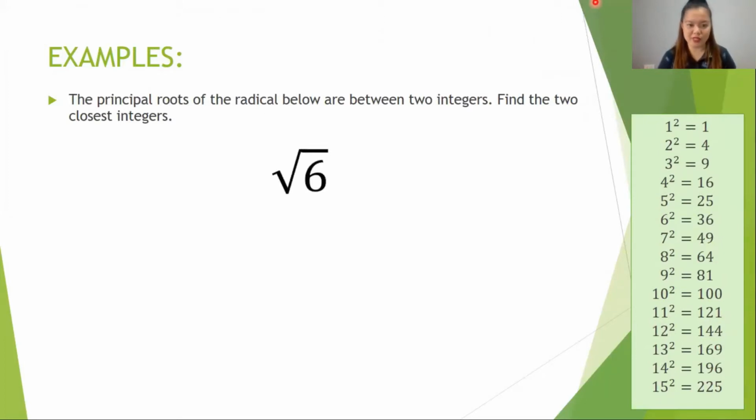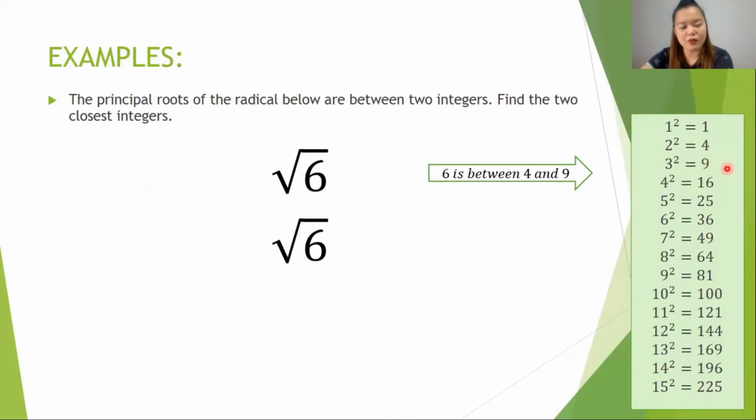Square root of 6. Take note of the radicand. The radicand is 6, yung nasa loob ng radical sign. 6 is between what squared numbers? Dito sa squared numbers mo tignan. Yung 6 matatagpuan mo between 4 and 9. Kasi 4, 5, 6, 7, 8, 9. O, yung 6 nasa gitna ng 4 at 9.